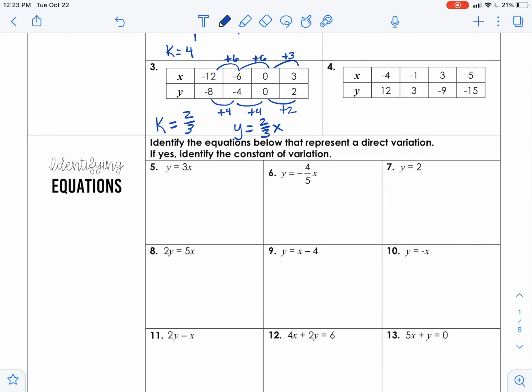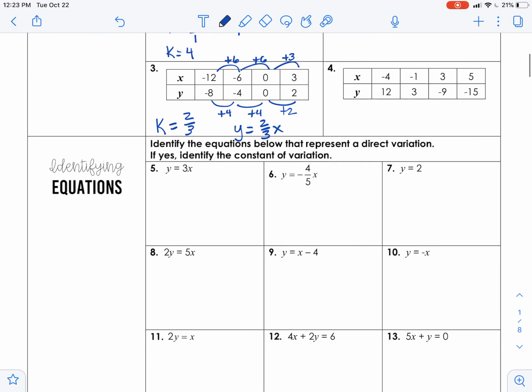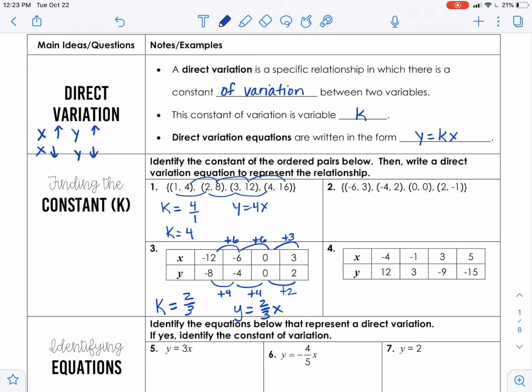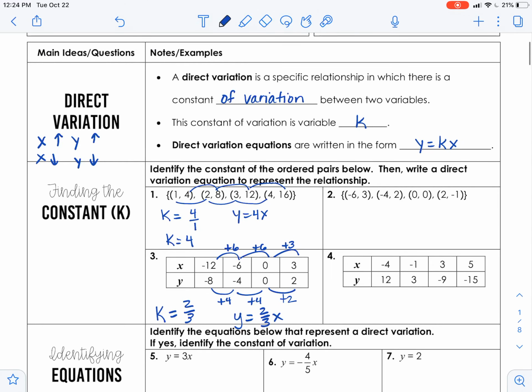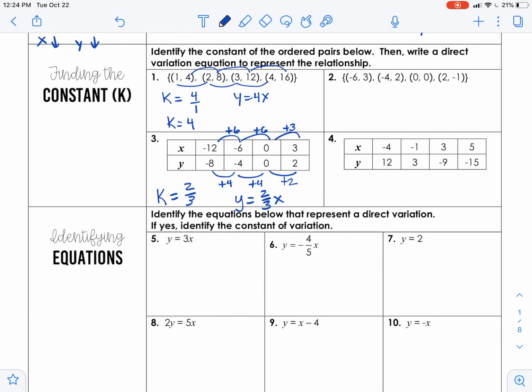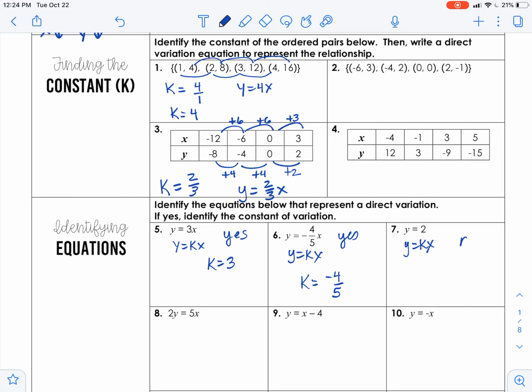The next one, identify the equation below that represents a direct variation. A couple of things about direct variations: when you do a direct variation, it is in the form of y equals kx. There is no plus b like in your regular slope formula. So there is no b value. Okay, so when I look at this, here is your y equals kx. Yes, that one is, and my K would equal 3. This would be a yes, because it is Y equals KX, and my K would be negative 4/5. Now this one does not have an X. Is it in the form of Y equals KX? The answer is no, there's no X.